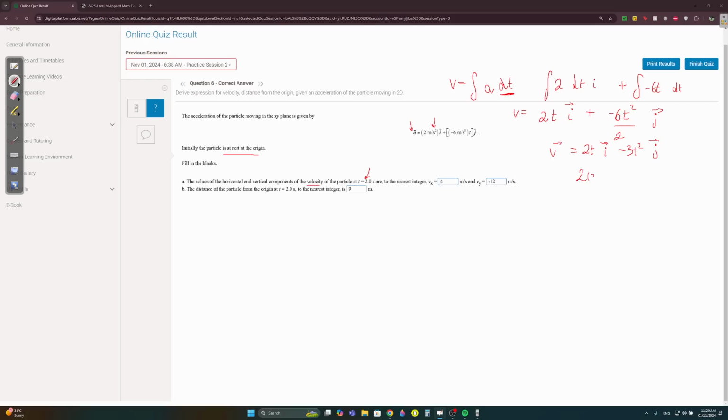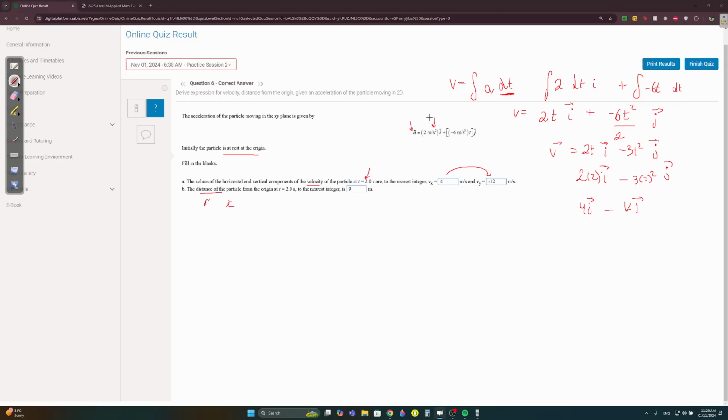So substitute t: 2 times 2i minus 3 times 2 squared j. So you're going to get 4i minus 12j. Vector symbols always, huh? So 4 and minus 12. The distance of the particle from the origin at t equals 2 seconds is how much? Distance. So they want now distance. They want r or x or whatever.